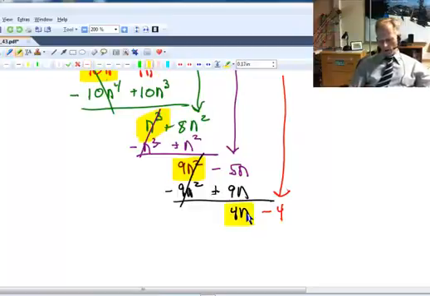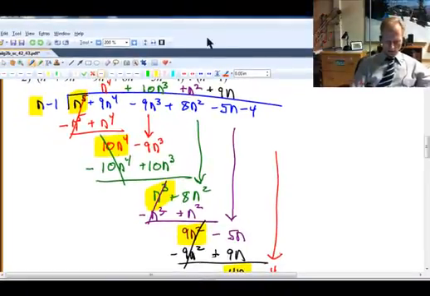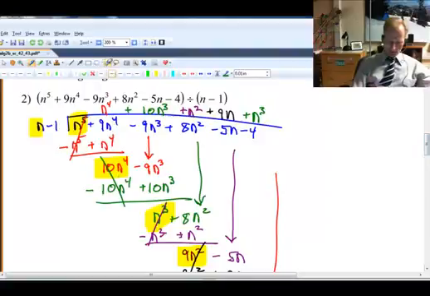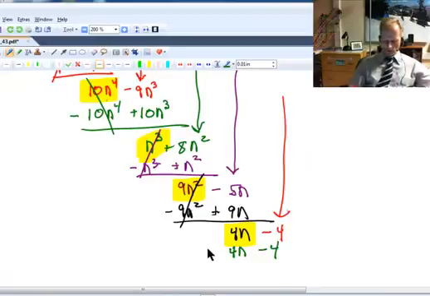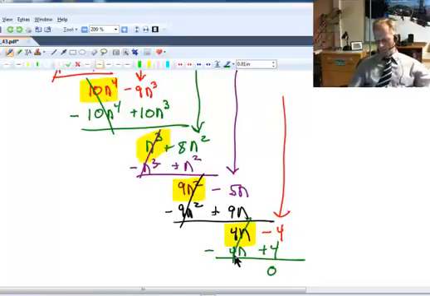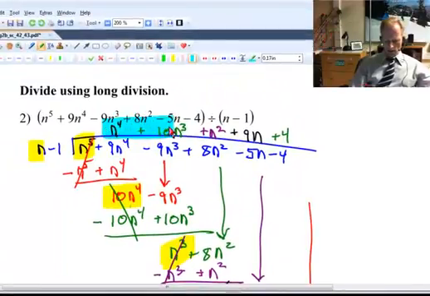Now I'm looking at the 4n and the n minus 1, and I realize I'm going to have to multiply by n cubed, no, not n cubed, by 4. So I multiply, and it turns out I get 4n minus 4. Then I reverse both signs and add downward, and that's my remainder. So I have a remainder of 0. So that means I found my quotient, and that's what it is.